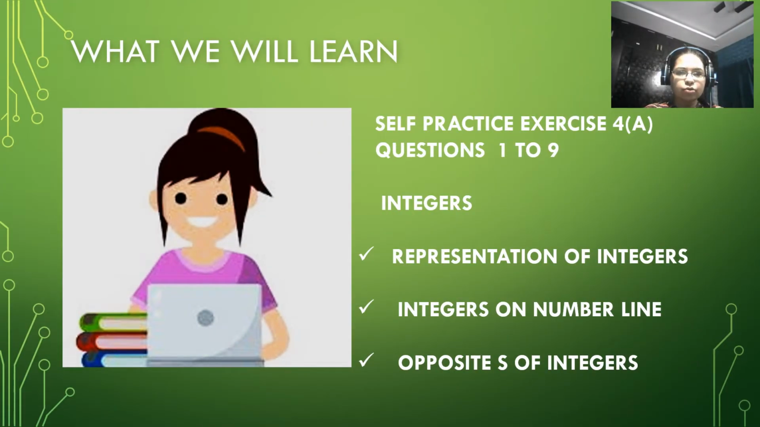What we will learn today? Today we will learn and solve self-practice exercise questions 1 to 9, exercise 4A of chapter integers. Chapter name is integers and topics are representation of integers, integers on number line and opposites of integers. Let's solve some questions.